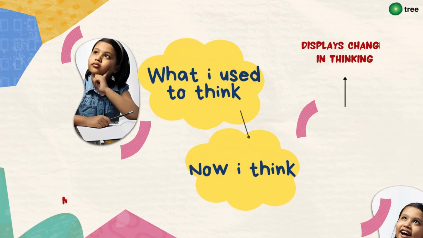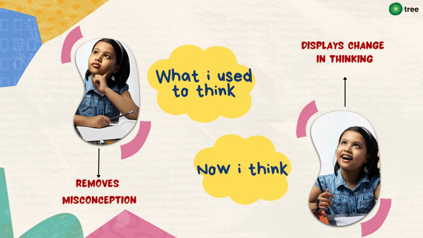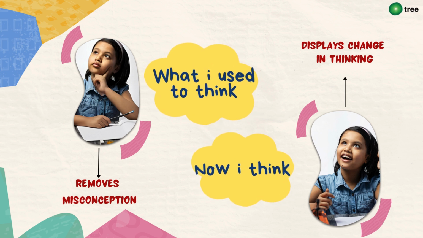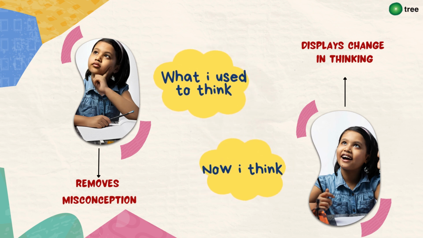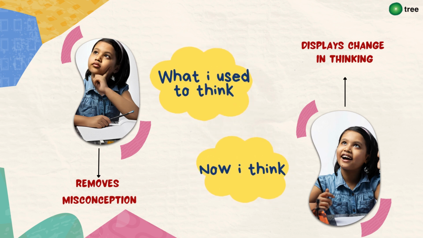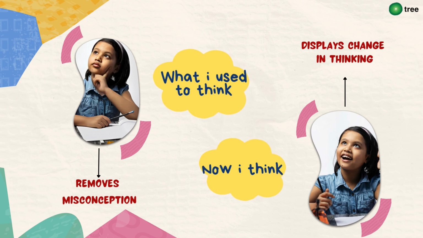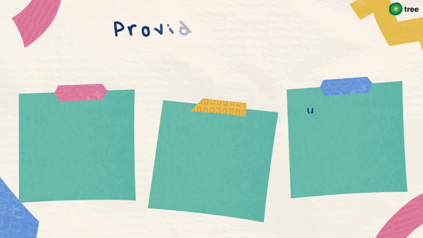The third routine is I used to think and now I think. This helps in removing any misconceptions students may have had at the beginning of a topic or unit, and also displays their change in thinking. These are some thinking routines that can aid in facilitating an interactive and thinking classroom.